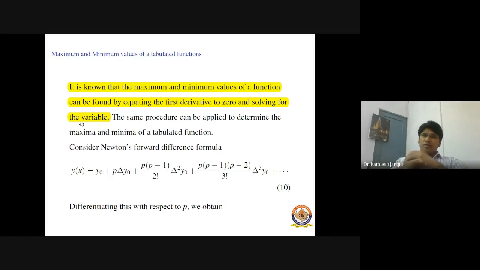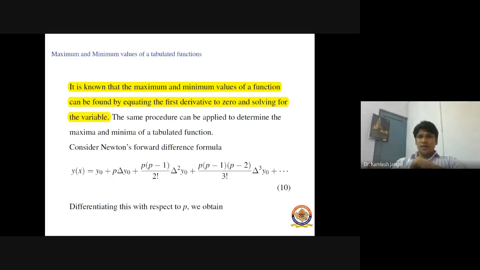So if we know a one-variable function y equals f(x), then to find the maximum and minimum value of this function, we put dy by dx equals 0 and find the value of x. At that value of x, we find the second derivative. If it is positive, meaning greater than 0, then the function attains the minimum value. And if it is negative, then the function attains the maximum value. Right? The same procedure we follow here.